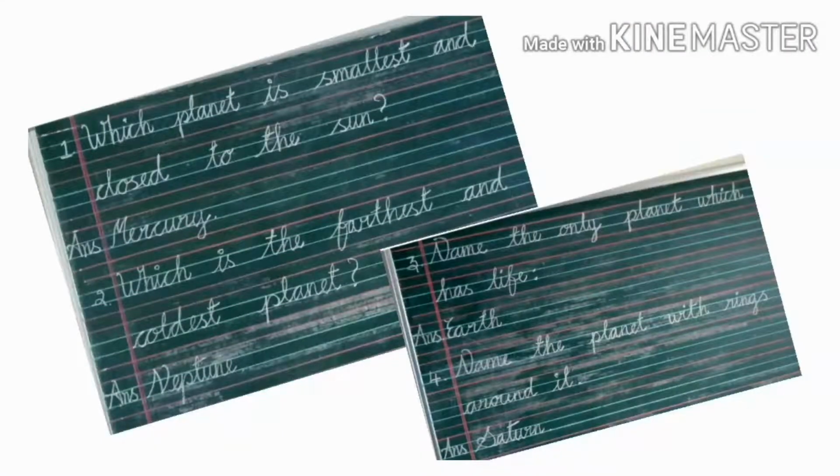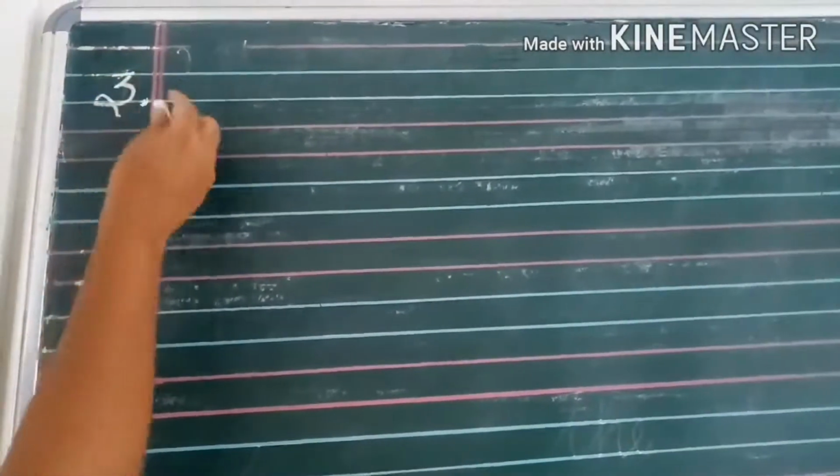So children, now tell me, which planet is the smallest and close to the sun? The answer is Mercury. Which is the furthest and coldest planet? The answer is Neptune. And which planet has life? Yes, the answer is Earth. And which planet has rings around it? The answer is Saturn. Right, children? Yes.